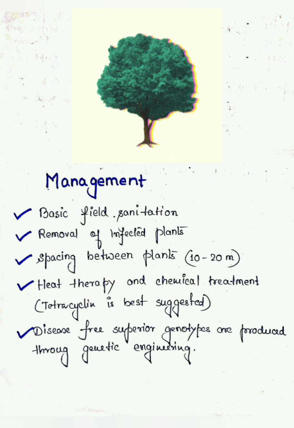Other than this, heat therapy and chemical treatment is also good, like arsenic and all can be used. Among these, tetracycline application is best, but the application of tetracycline in forests is pretty impractical. So what best can be done is through genetic engineering, disease-free superior genotypes can be produced, which will become disease resistant. So this is one way of dealing with the problem.